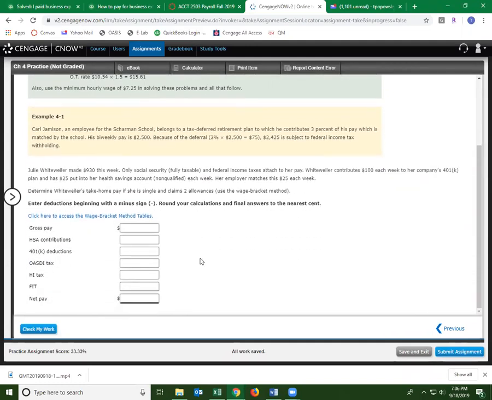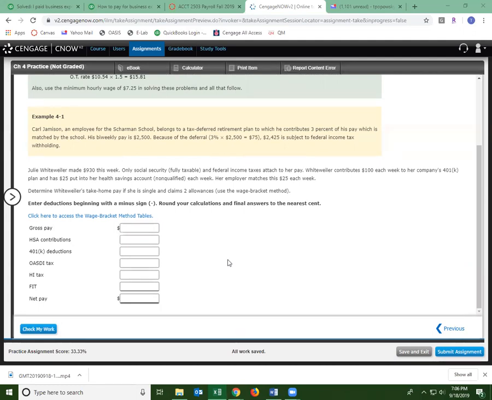Last but not least, I wanted to go over this example just because it's a little different. Here we have Julie White-Whaler, who made $930 this week, so $930 is her gross pay. Social Security and federal income taxes are attached to her pay, and that's it. She also contributes $100 each week to her company's 401k plan and has $25 put into a health savings account that's non-qualified. Her employer matches this $25 each week. So our employer puts in $25 as well.